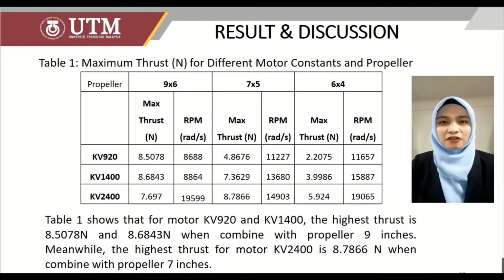From the graphs before, I tabulated some important data, shown in table 1, the maximum thrust for different motor constants and propellers. Table 1 shows that KV920 and KV1400 achieve the highest maximum thrust when combined with propeller 9 inch. Meanwhile, motor KV2400 achieves the highest maximum thrust when combined with propeller 7 inch.